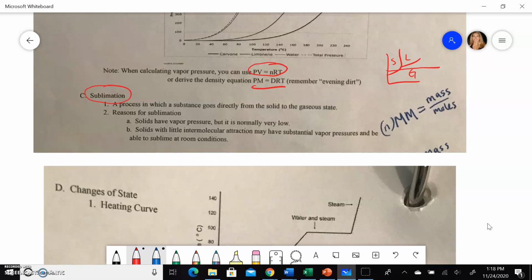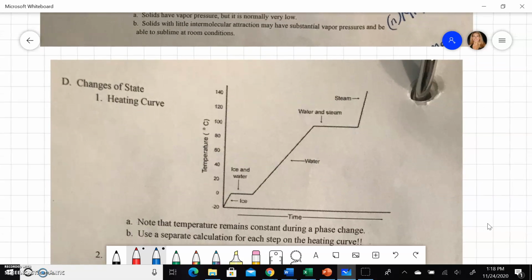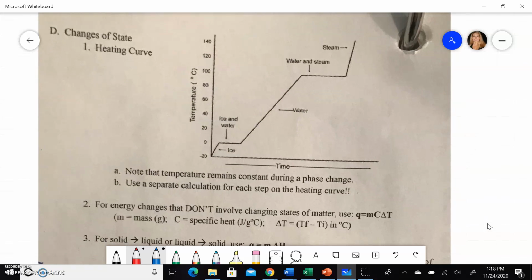And let's go ahead to talk about this heating curve. So for this heating curve, you did this in honors chemistry. This is showing you the temperature change as you go from a solid all the way to a gas. So most people think that solid is the coldest and gas is going to be the warmest, which it is, but it's not a straight line. It's not like you go directly from solid to liquid to gas like that.